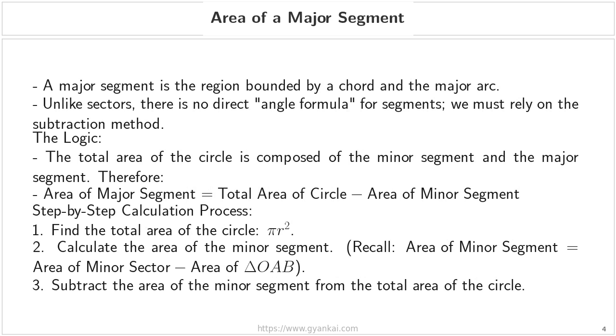To make sure you get this right every time, I want you to follow this three-step calculation process. Step 1. Find the total area of the circle using the formula pi r squared. Step 2. Calculate the area of the minor segment. Now, you'll need to recall the formula we learned previously, which is the area of the minor sector minus the area of triangle OAB, and finally, Step 3. Subtract that minor segment area you just calculated from the total area of the circle.